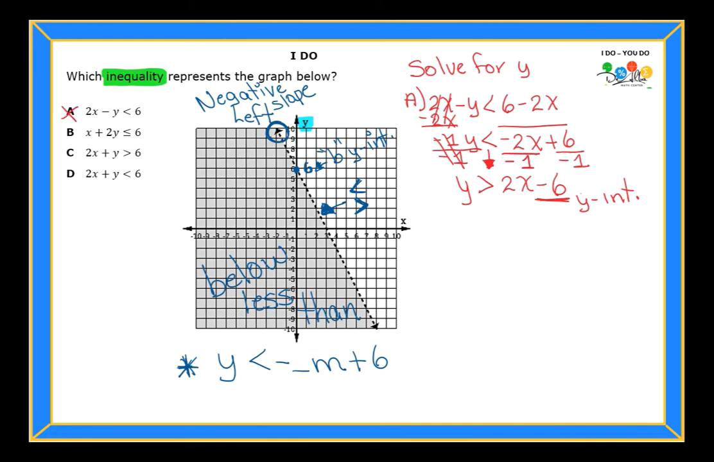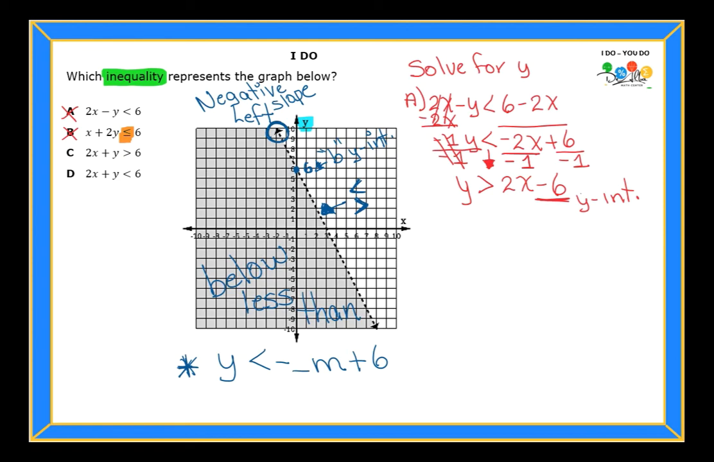Okay, what about B? Am I going to do all the process for B, or can I eliminate B right now? I'm hoping that we can identify the symbol right now for letter B as something with an equal sign. And I do not want to choose anything with an equal sign because I have a dash line, not a solid line. Therefore, B cannot be my answer. Let's move down to the next one then.